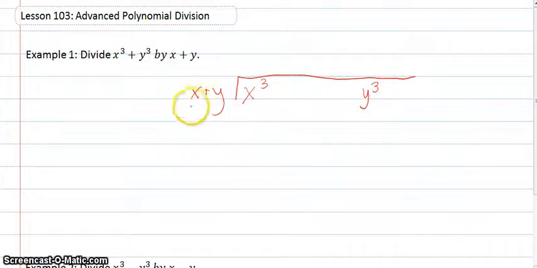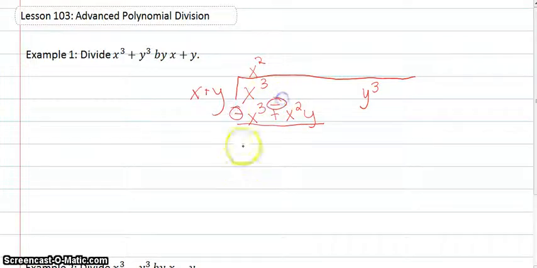So first, just like we started out before, divide the first term by the other first term. Okay, first term by first term. So x cubed divided by x makes x squared. And I multiply the x squared across to the x and y. So I'll have x cubed plus x squared y. Okay, and then we subtract that.